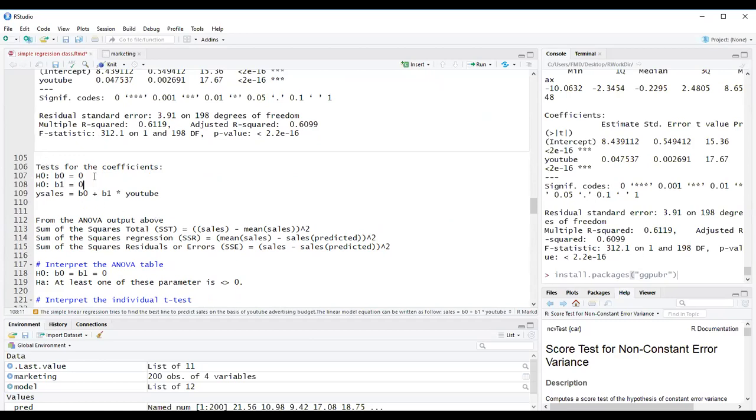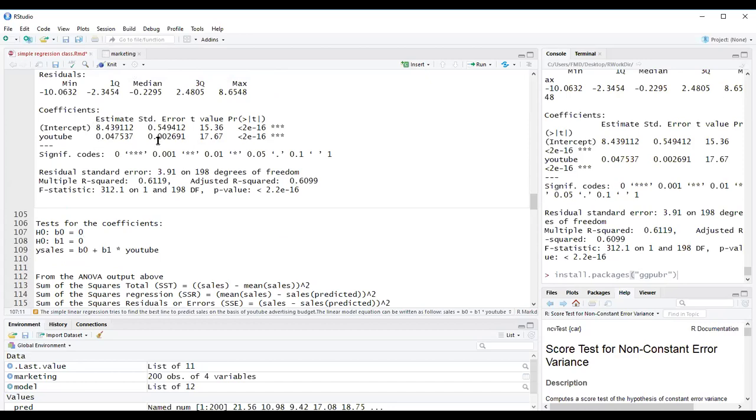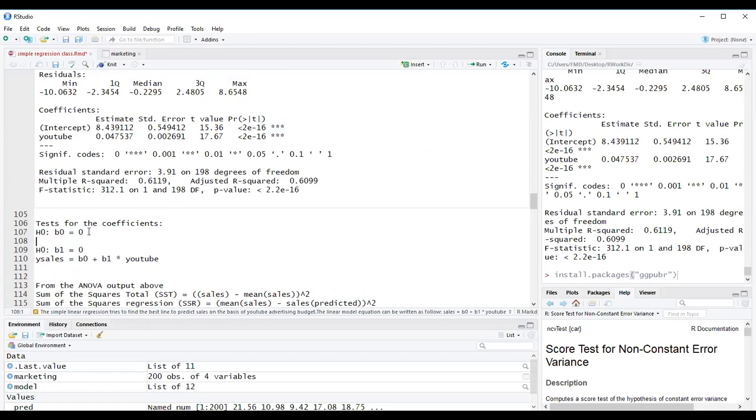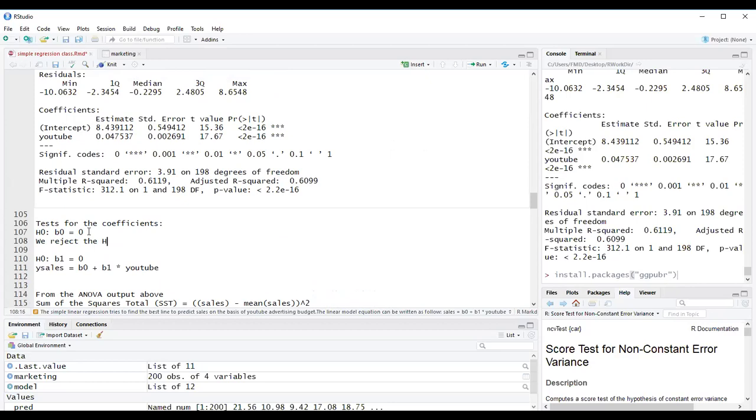So take a look at this test, guys. B0 is equal to 0. What's our conclusion? We base our conclusion on the t-value or the probability, the p-value. Here the p-value is practically 0. It's 0.00002 something, 15 zeros, and then 2. So that's practically 0. So what's our conclusion? Our conclusion is, we reject the null hypothesis that B0 is equal to 0.